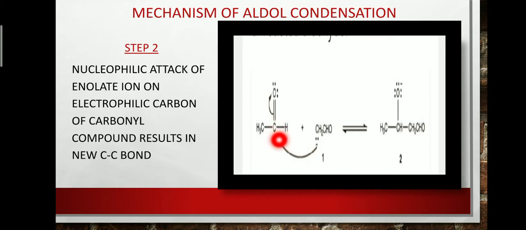So why is it electrophilic? It is electron deficient because it is attached to an electronegative oxygen, which will withdraw electrons towards itself. So this carbon is electron deficient. It is an electrophile, and we have a nucleophilic carbon, and this attacks this electrophilic carbon here and forms a new carbon-carbon bond. So look at here, a new carbon-carbon bond is formed here.